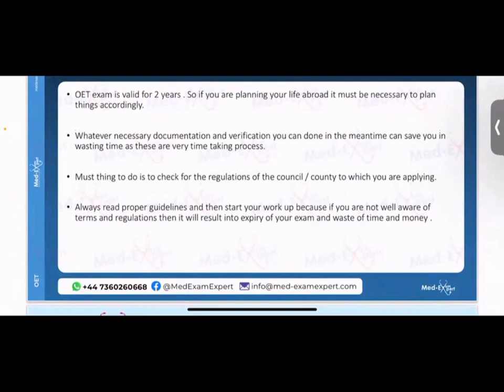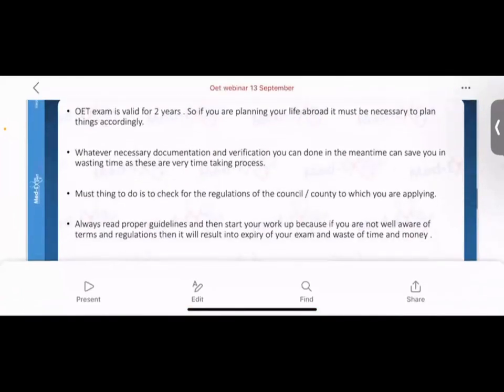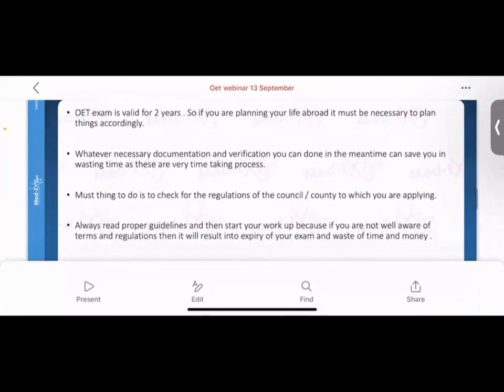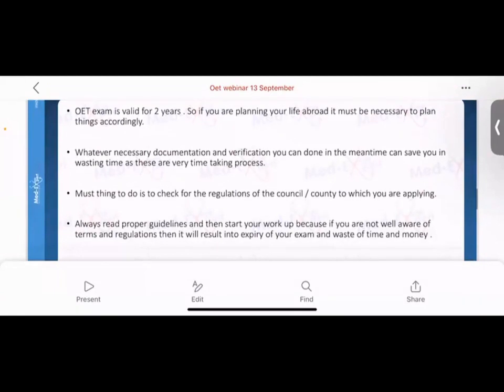But if you are confused whether you should go right now or the next year or the year after, a lot of aspirants do this: they do very good preparation, they pass the exam, and now they are just sitting and deciding whether I should move or not. So it is not a good decision to make. Whatever necessary documentation and verification you can do in the meantime can save you from wasting time, as these are very time-taking processes. So you can do this, but still OET is the first thing to do.